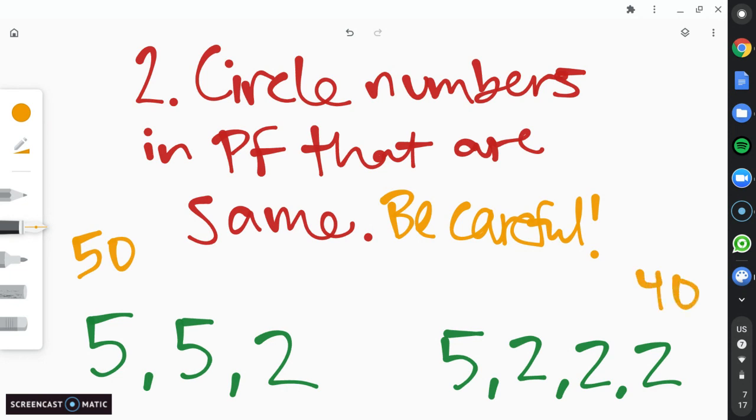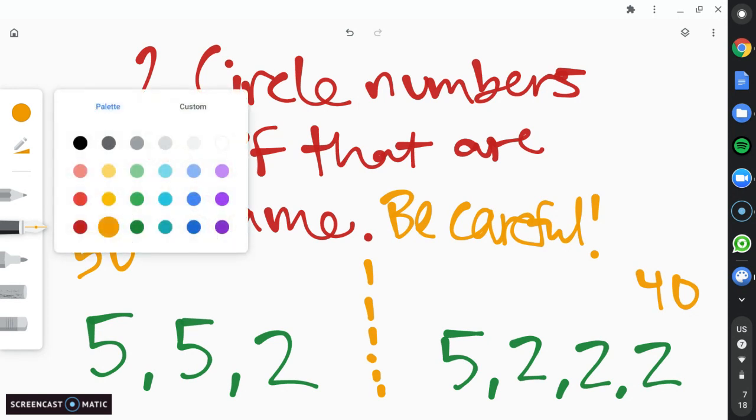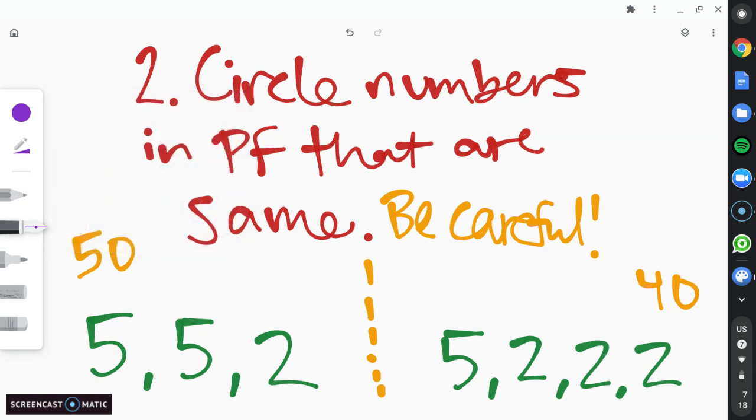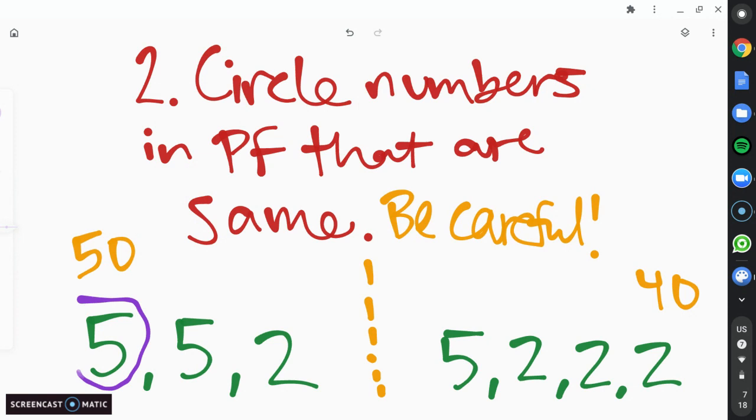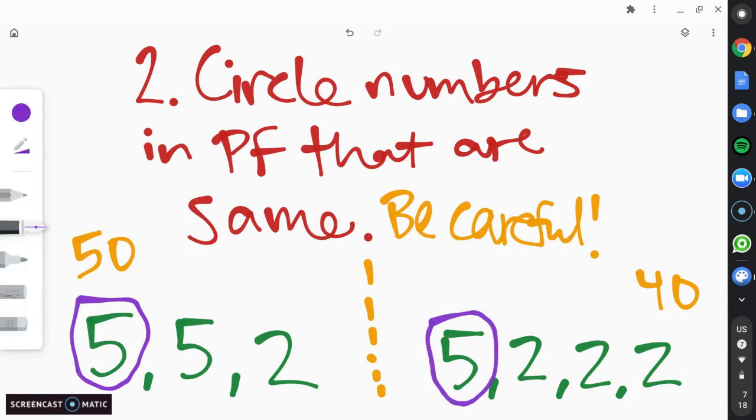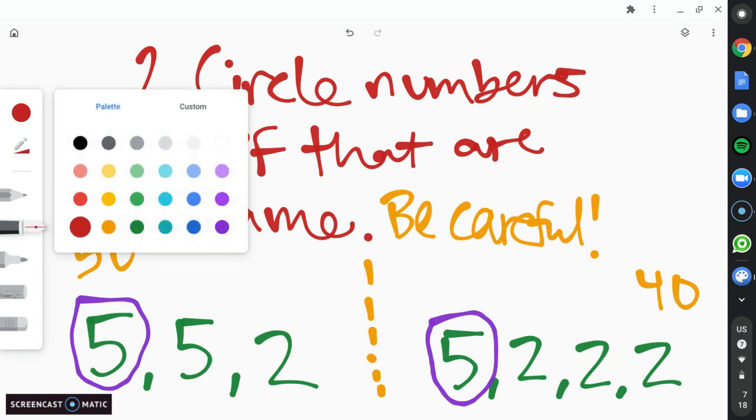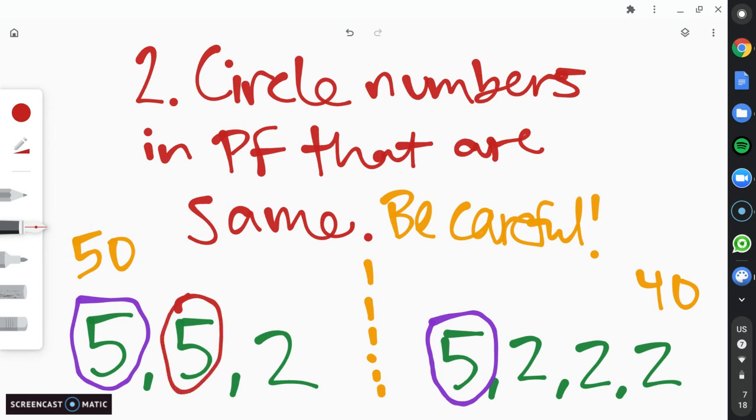So it says circle the numbers that are the same. All right, so we have the two prime factorizations, right? And we want to circle numbers that are the same. At first, you might think, oh, that's easy because they're all the same. But we have to be a little bit more careful. You can only circle them when they're in groups. So I'm going to circle this 5 and this 5. But I cannot circle this 5 because there's no other 5 to circle on the other prime factorization. So no, we don't get to circle you. All right, so we're just going to leave that one blank.